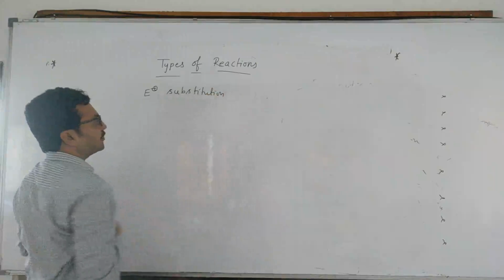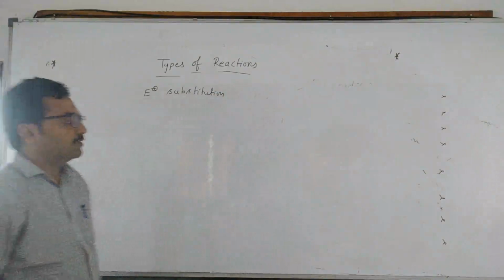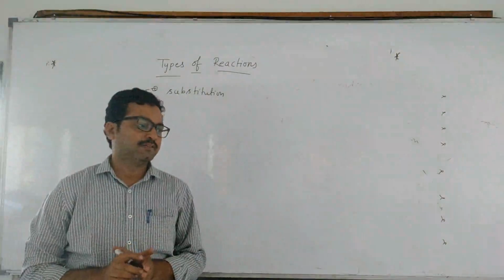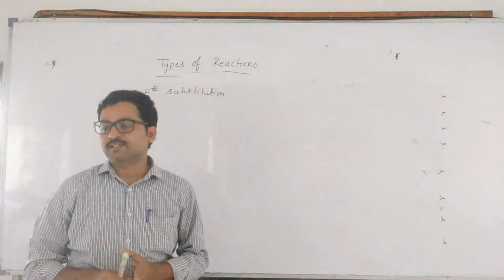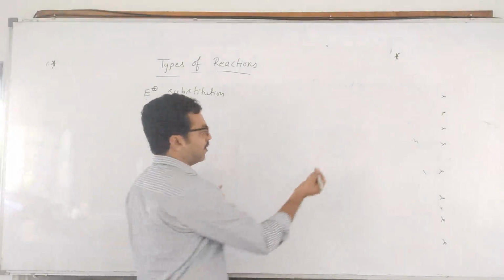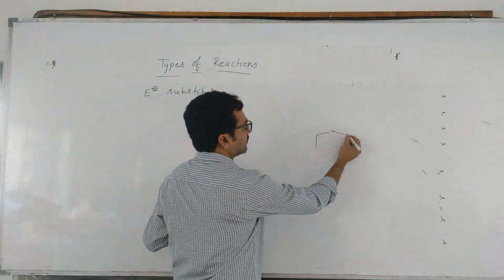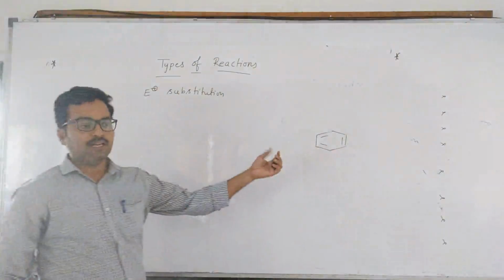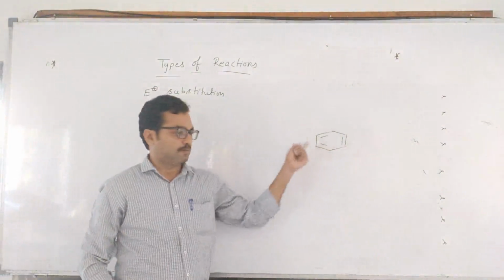So generally saturated compounds undergo substitution. So benzene is a saturated one or unsaturated one? Benzene is a saturated one. It has more saturation character. Though it is having double bonds, its saturating nature is more. Why? Because this double bond is not a true double bond, it is a delocalized double bond.